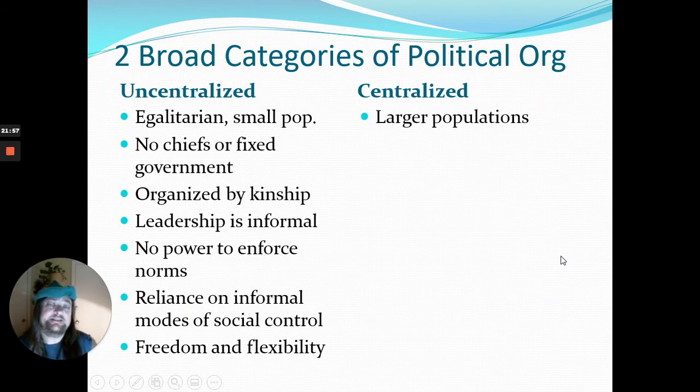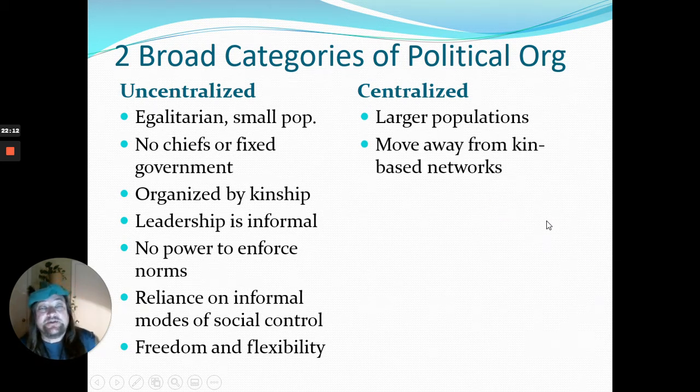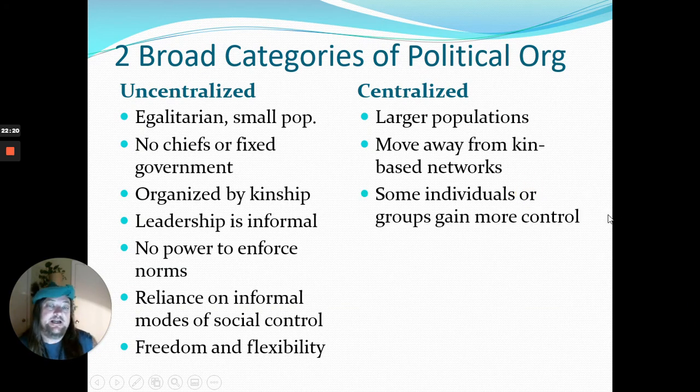So centralized political systems tend to go along with larger populations, because when you get to a larger population, it's harder to maintain this sense of egalitarianism and this informal way of doing things. You have a larger population. So there's a move here away from kin-based networks, okay, and things start to be less family-oriented. Some individuals or groups wind up gaining more control.